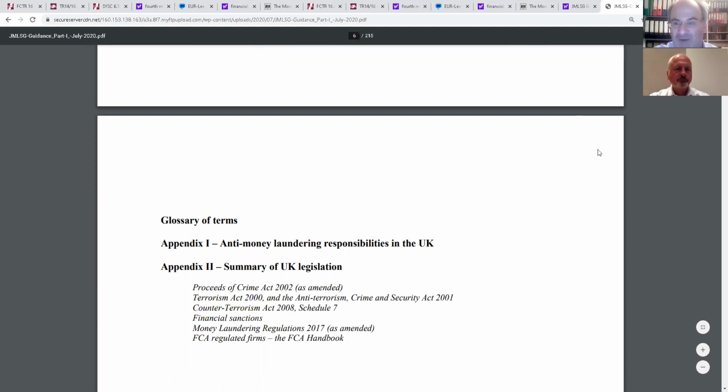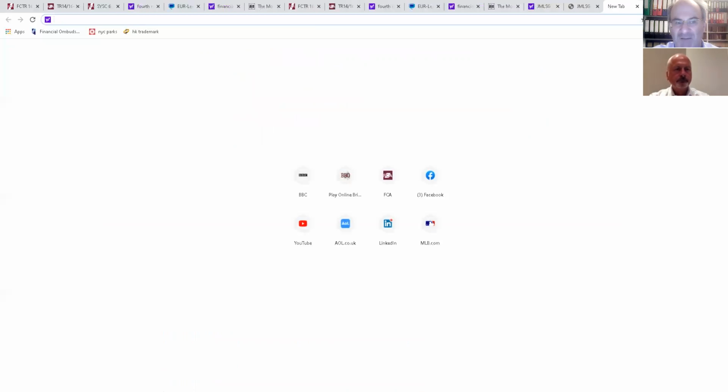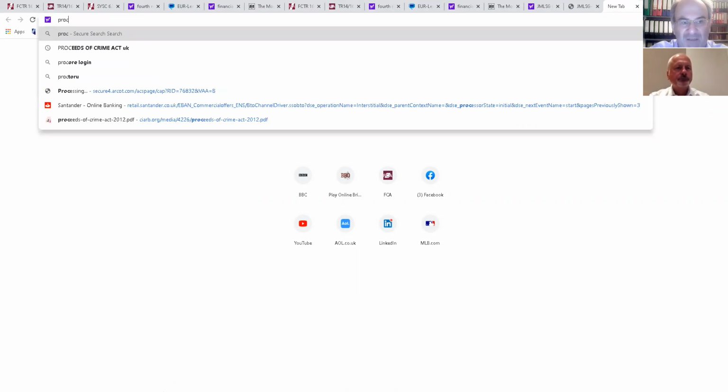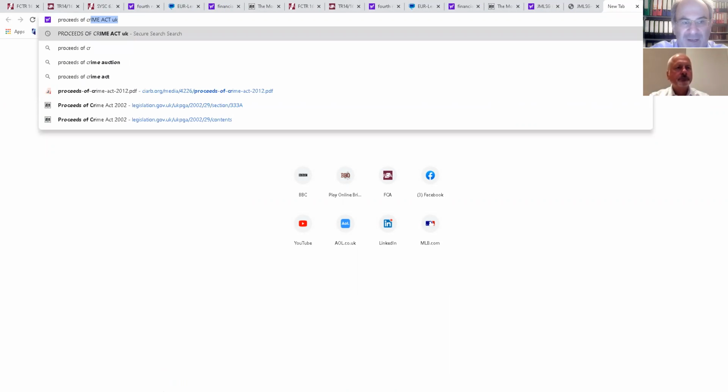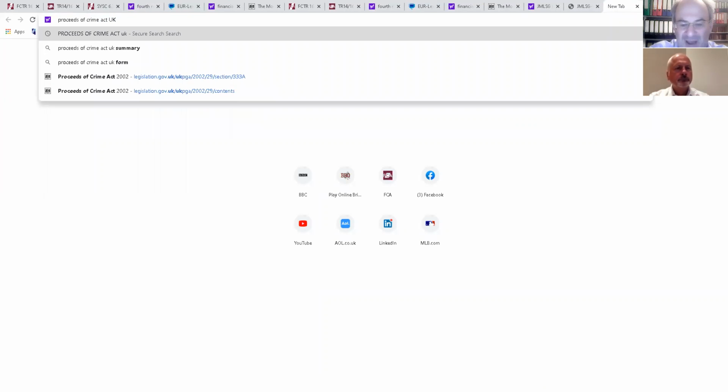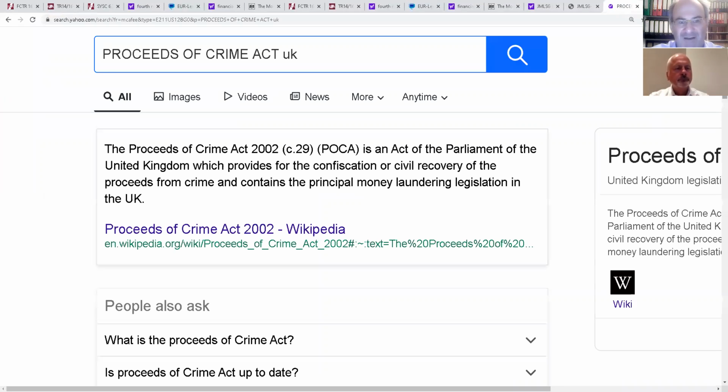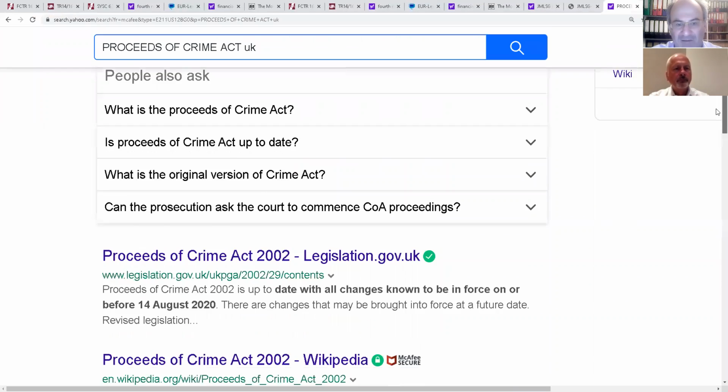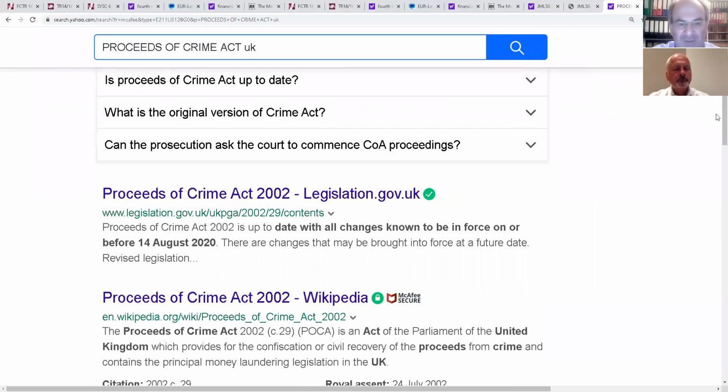I'll have a quick look at the Proceeds of Crime Act. That's down the bottom. And it's extraordinarily important when you deal with reporting stuff to the National Crime Agency. So let's, again, just be fairly basic. We don't have to be too clever, but I recommend adding UK at the end, because otherwise, and I have nothing against other people's legislation, but you don't really want to pick up the Uganda statute, which I have done in the past.